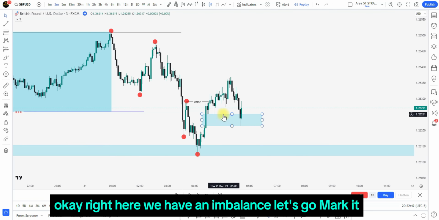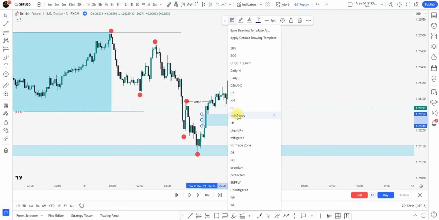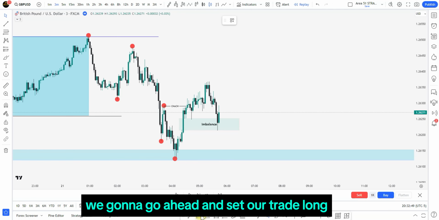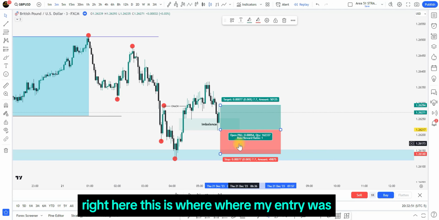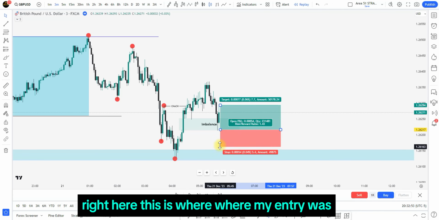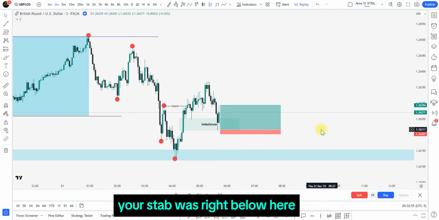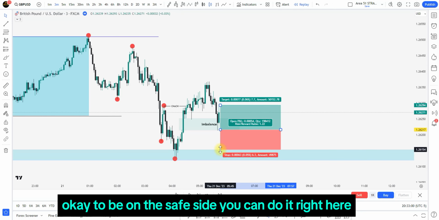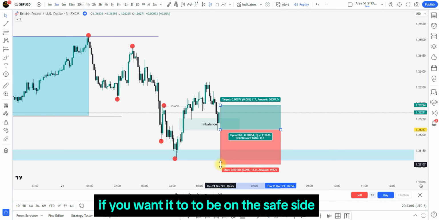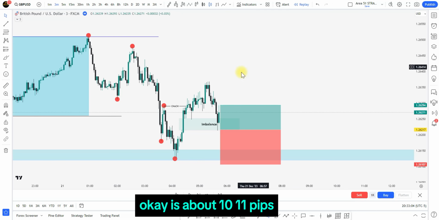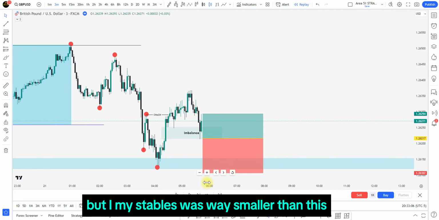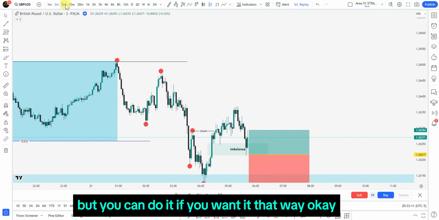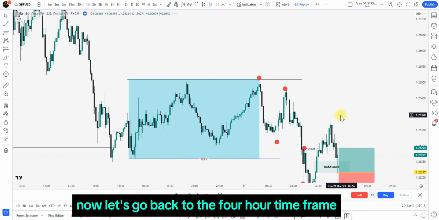Okay. Right here we have an imbalance. Let's go mark the imbalance. Once we mark our imbalance, we're going to go ahead and set our trade long right here. This is where my entry was. Put your stop loss right below here. Okay, so to be on the safe side, you can put it right here if you wanted to be on the safe side. Okay, it's about 10-11 pips, but my stop loss was way smaller than this, but you can do it if you want it that way. Okay, now let's go back to the 4-hour time frame.